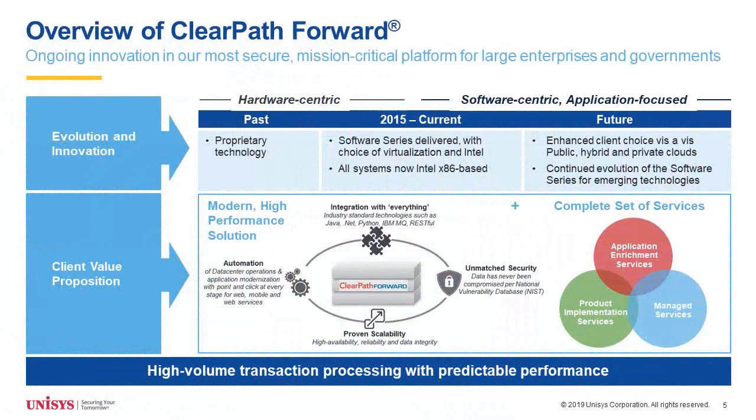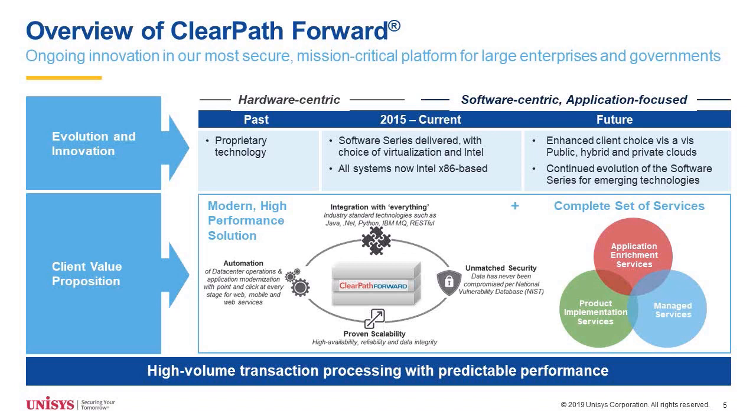As we go into the future, we're going to take that even farther to run on public clouds, continuing the evolution of what we call our software series, to run on other relevant emerging technologies. We're doing this in a way that maintains the unmatched security and scalability, while also allowing automation and integration. In future sessions, you'll hear more about things we're doing, for example, to add Python to our platforms as an environment to do the implementation of applications.